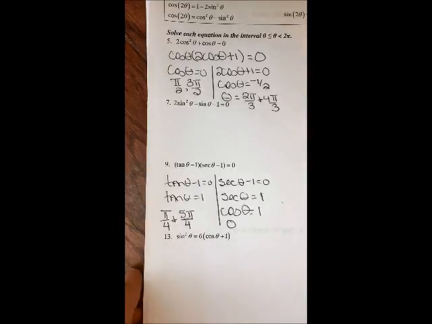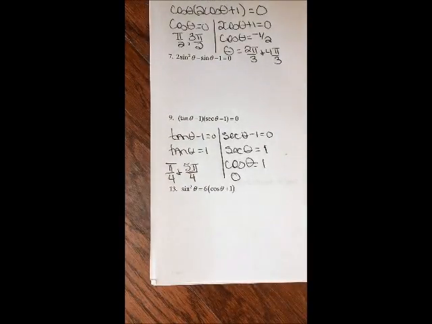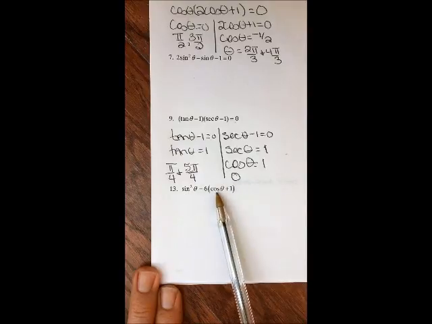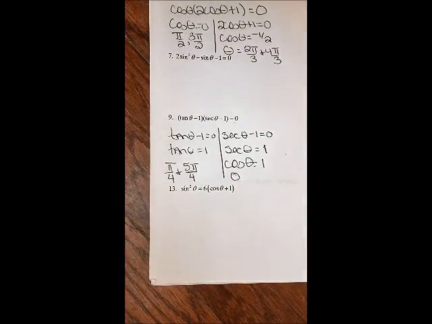All right, the last one that I am going to set up with you is number 13. I'm not going to finish it all the way, I'm just going to set it up. So 13 is special because it's got a sine squared and it's got a cosine. So what we're going to do is use one of our identities from the top of the worksheet.